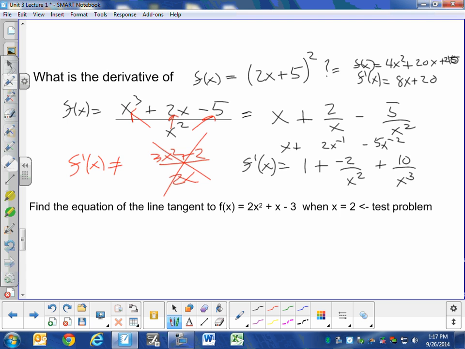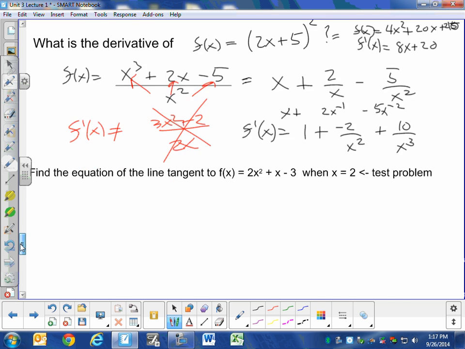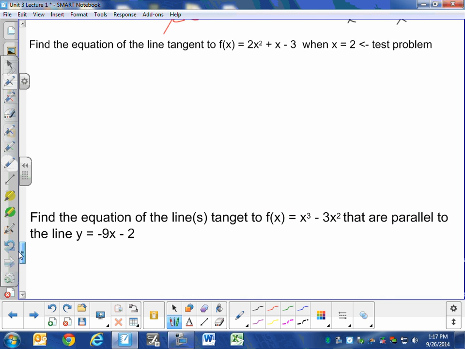That's fine. Now, because we know all these rules, we'll have applications and questions that we can do quickly now. So this was a test question. Everybody took the test in here, right? Okay. The test question, 28, 29, and 30, was this. Find the equation of the line tangent to f of x equals 2x squared plus x minus 3 when x equals 2.